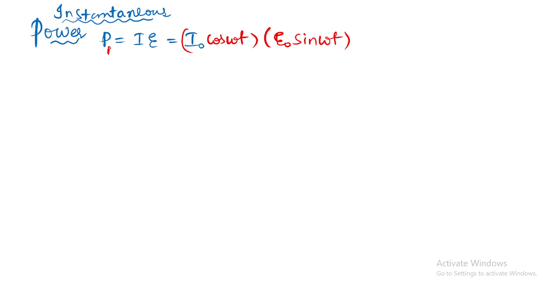So this is instantaneous. Can I just represent it with a P i? So instantaneous power is equal to I naught E naught, I'll take it outside, and we have cos of omega t and sine of omega t. Can I write like that? Okay.